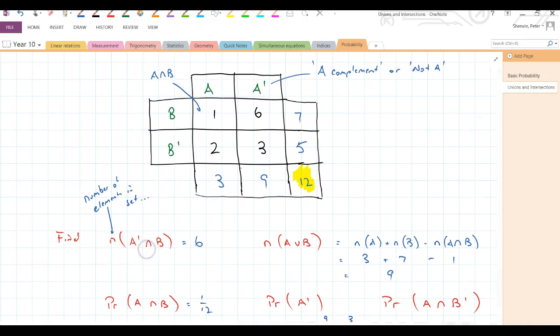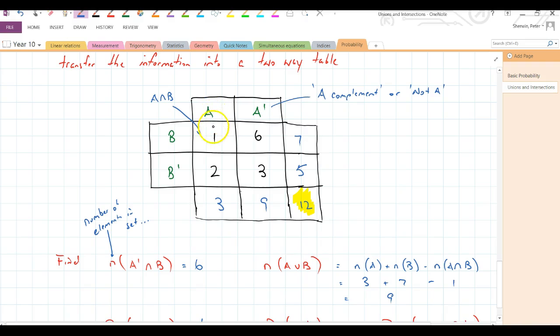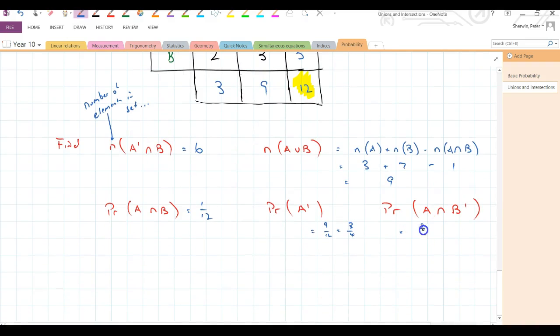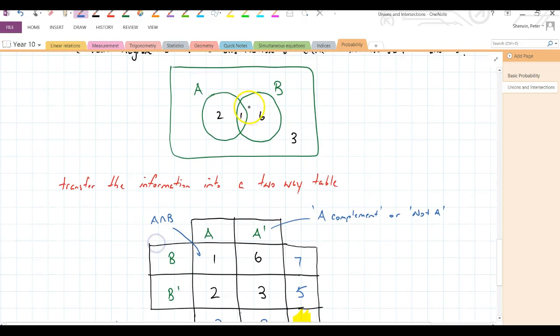And finally, A intersection B complement. A intersection with B complement. It's that one there. It's 2/12, which is 1/6. If you want to have a look at that up here, A intersection B complement, so outside B. Everything outside B, that's these two. Then 2 out of 12.